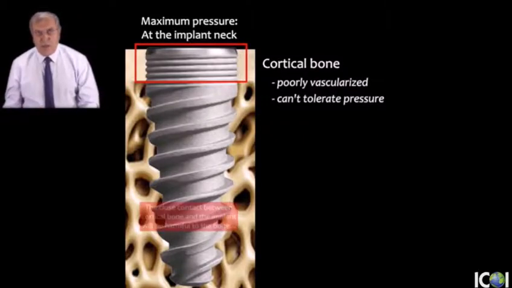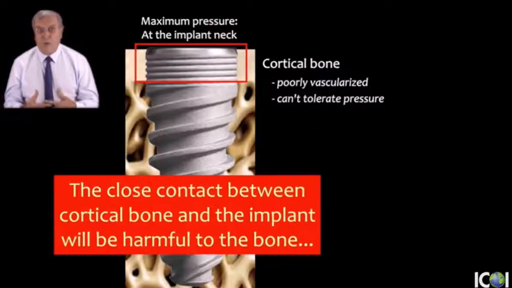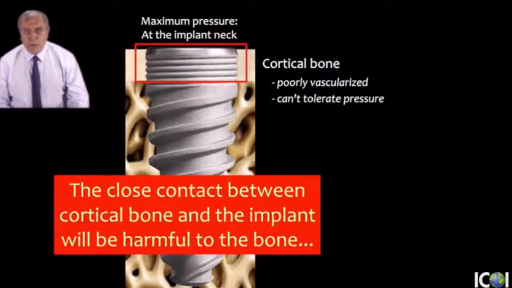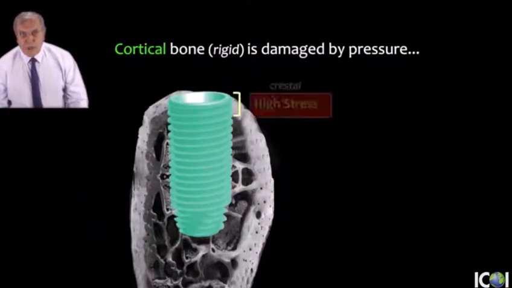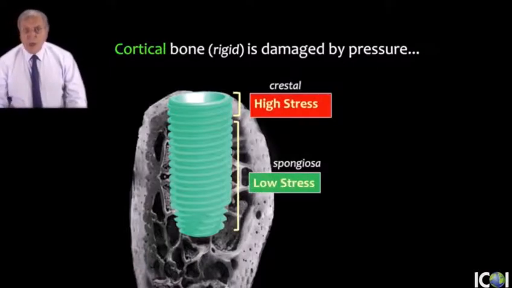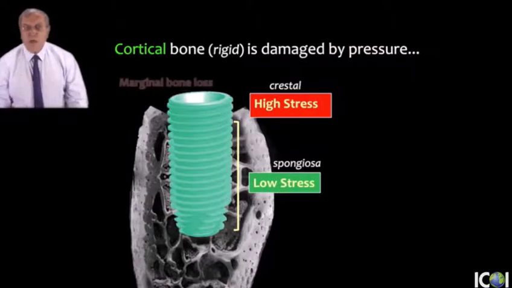And then it's obvious that the close contact between the cortical bone and the implant will be harmful to the bone. When you place an implant into a ridge, in the cortical zone, there is a high stress. In the spongiosa, there is no stress. And this is why we meet the marginal bone loss. The marginal bone loss is only because we press the cortical bone.